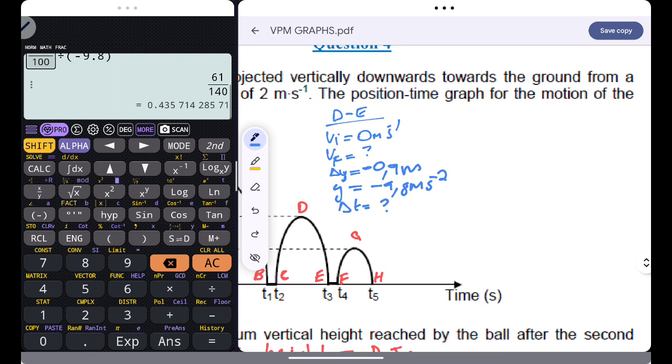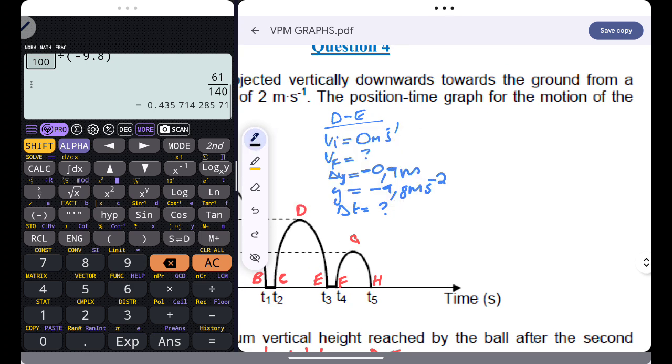Okay, for the velocity at E, I'm expecting to find a negative velocity. Why? Because when the ball was approaching E from position D, it was moving downwards. I'll simply say Vf squared is equal to Vi squared plus 2g delta Y. I'm choosing this equation because I don't want to use an equation that has something to do with time, because I don't know how long it takes for the ball to move from maximum height to the ground.